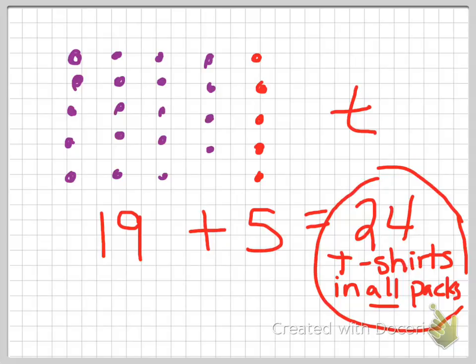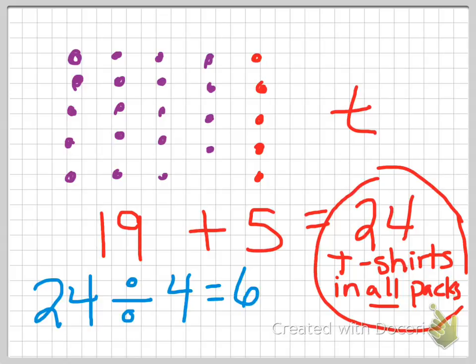So I take the 24 total t-shirts in all of the packs. What am I going to do with it? Try to write a number sentence. Go ahead, pause the video. Okay, you should be getting that you take the 24 total t-shirts and you divide it up by the 4 packs, giving you 6 t-shirts in each pack.